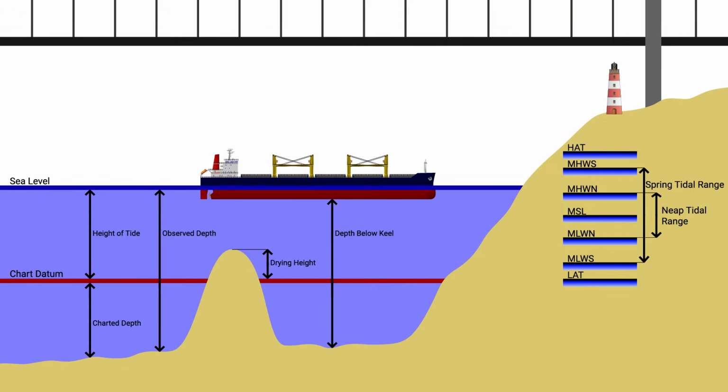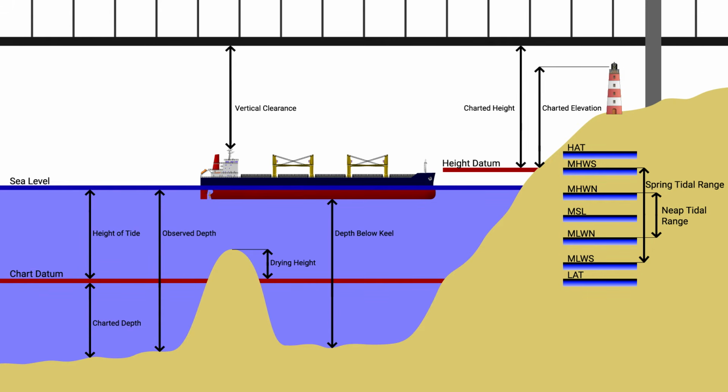On my diagram, I'm going to take mean high water springs as my height datum. So it means that the bridge has a charted height above the height datum. Similarly, the lighthouse to the focal plane of the light will have a charted elevation from the datum to the focal plane of the light. Now the difference between the datums becomes vitally important when you want to know this distance here, the distance between your vessel and the obstruction above you, whether you're going to fit underneath.